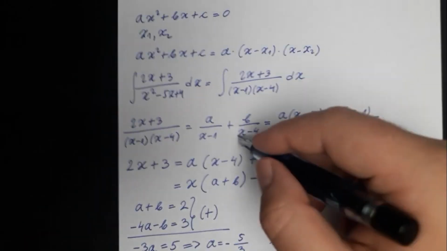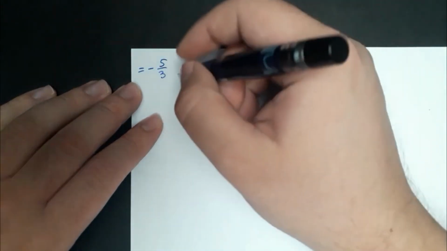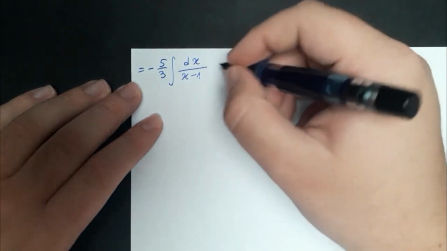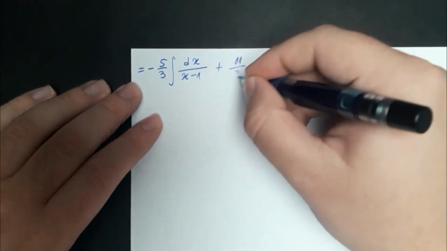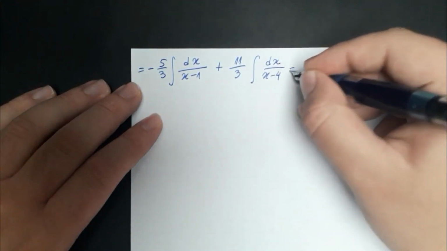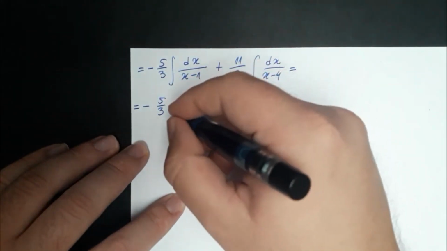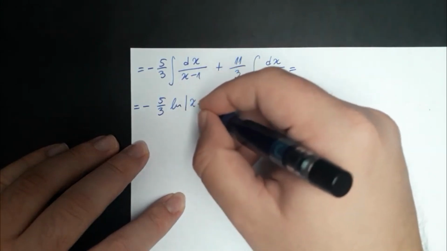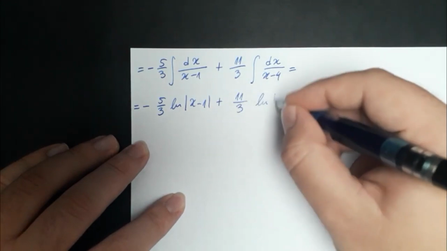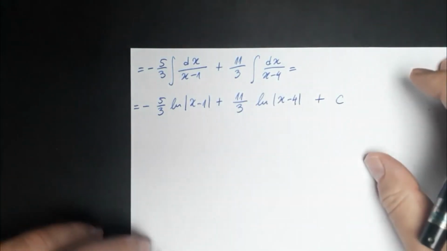If we return all of this, our problem becomes negative 5 divided by 3, integral of dx divided by x minus 1, plus 11 divided by 3, integral of dx divided by x minus 4, which is then equal to negative 5 divided by 3 ln of absolute value of x minus 1, plus 11 divided by 3 ln of absolute value of x minus 4, and of course plus constant c.